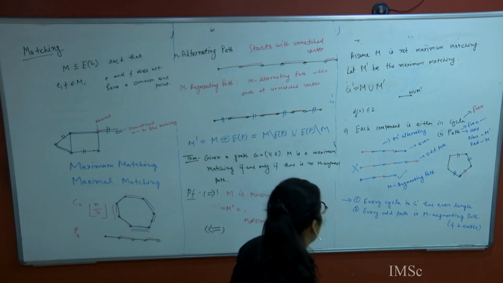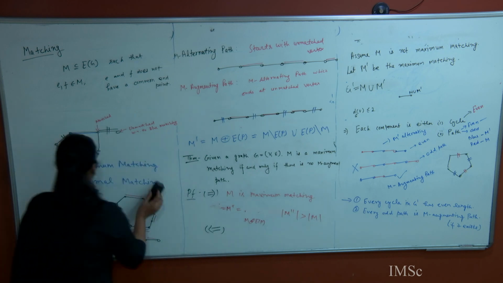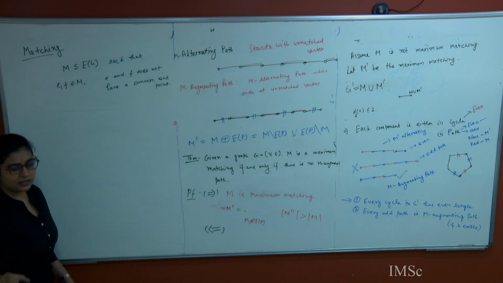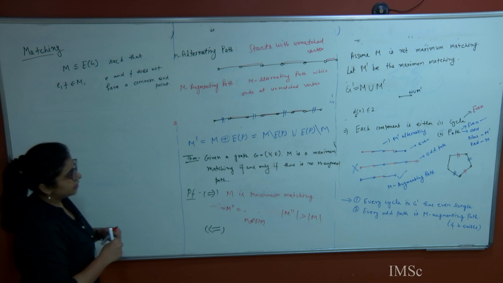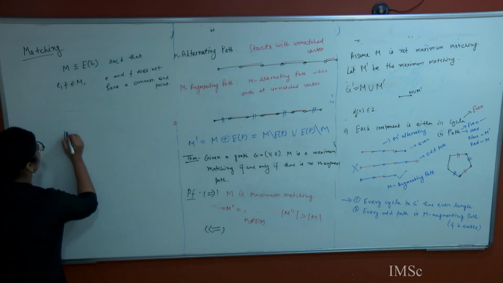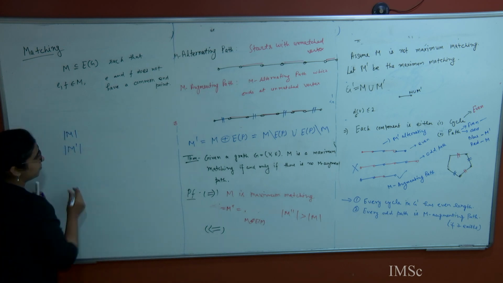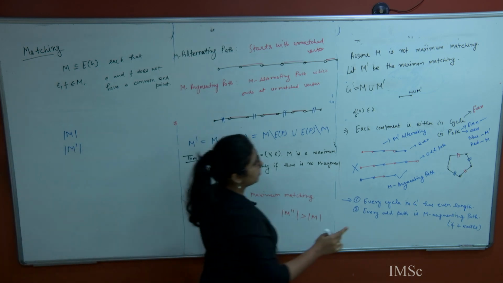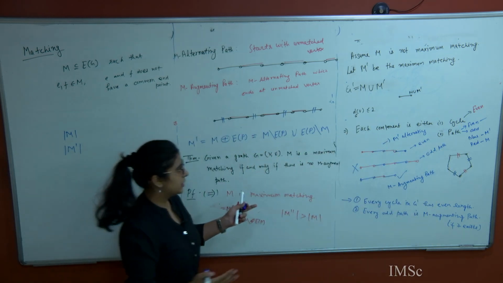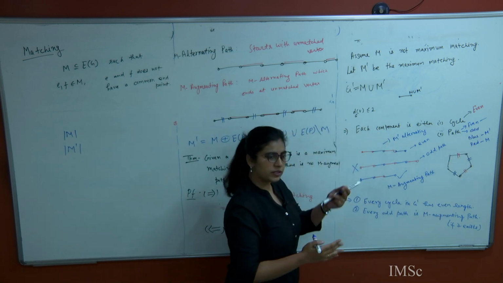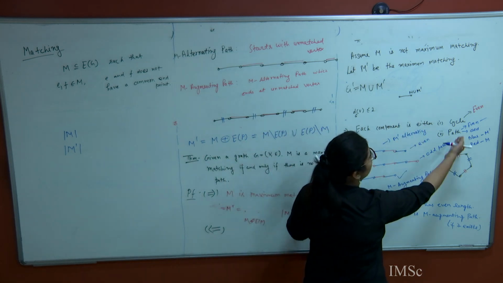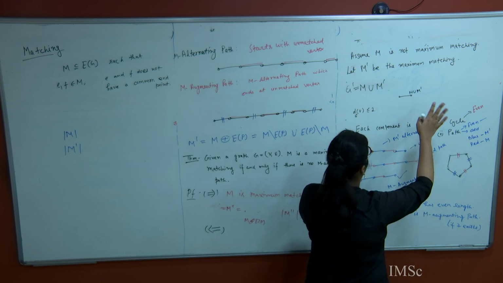So what happens if it does not exist? Yes, exactly. We'll count the number of edges, and we'll see that if there is no such path, then your count of edges in M and your count of edges in M prime will be the same. Because you have some even cycles, which have the same number of M edges and M prime edges. For even paths also, you have the same number of M edges and M prime edges. And you can have this kind of edge, but this will be an odd path. We are not talking about this.